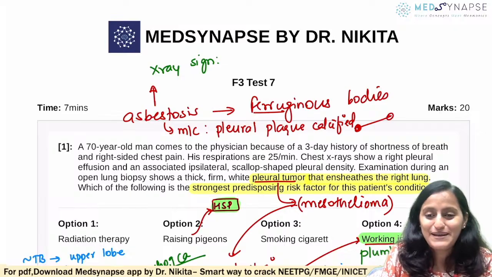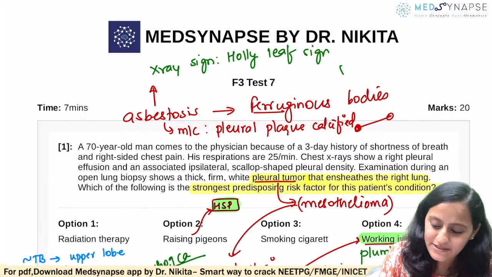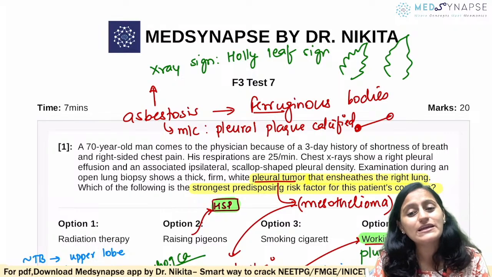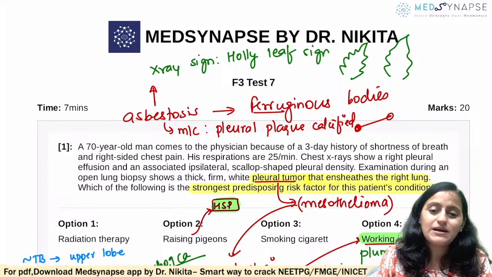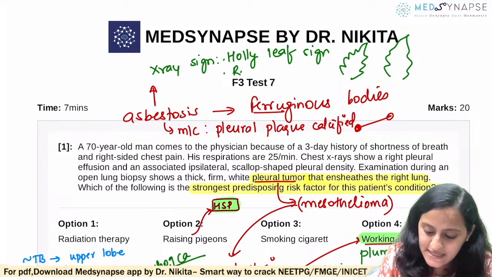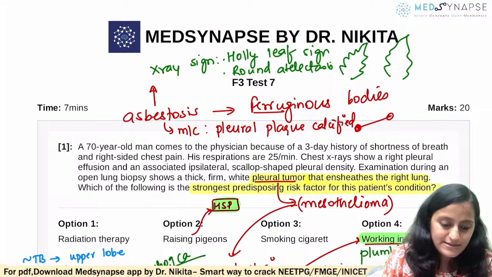Anyone? I'm waiting for the answer. Very good, Medico 1111. I don't know your real name. That is the holly leaf sign. Absolutely right. You would see the calcified pleural plaques which look like that holly leaf. You know the leaves we have seen in the movie Mohabbatein, their shape looks like that. Holly leaf sign is seen in asbestosis, and on CT it shows round atelectasis. The crow feet sign, like someone mentioned, is what you can see.